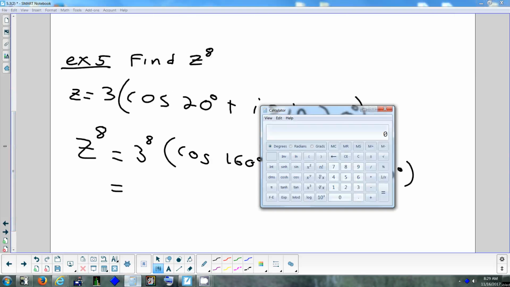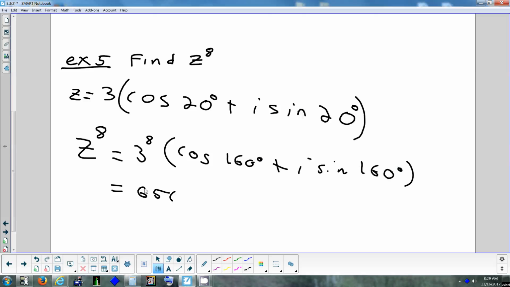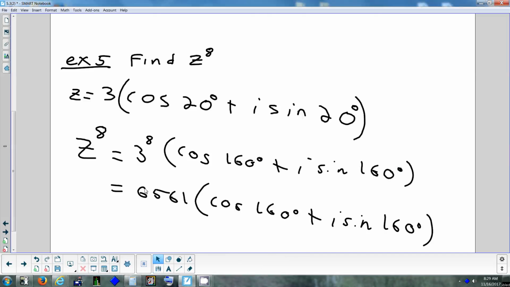So my final answer, let's just do 3 to the 8th out. So it's big, but it's not like it's in the millions or the billions. If it starts to get in like the millions, that's a little big. Just leave it as 3 to the 8th. But this I'll write out. 6561 cosine 160 plus i sine 160. So that little shortcut just saved us from having to multiply something times itself 8 times, doing all the FOILing, combining like terms. You're probably going to make a mistake if you had to multiply out that much stuff. But that's a lot shorter.